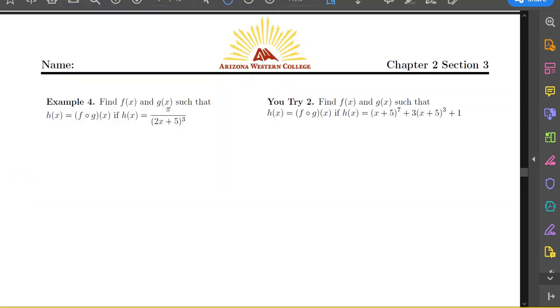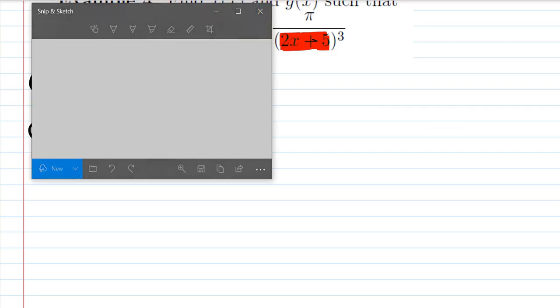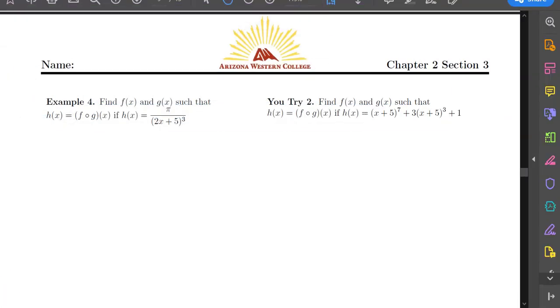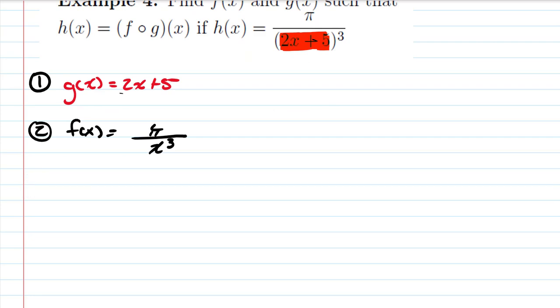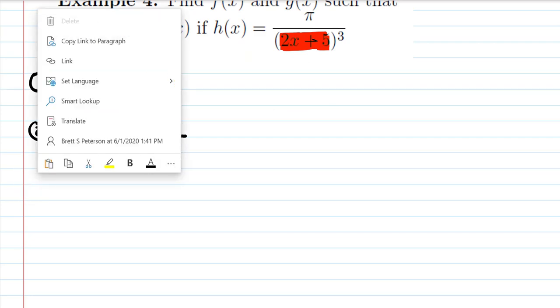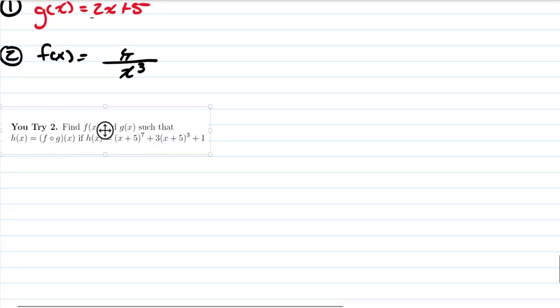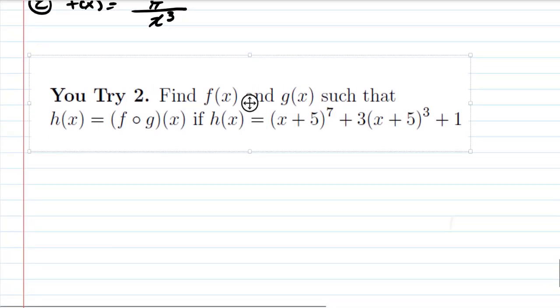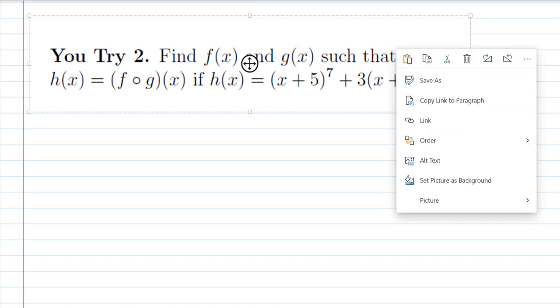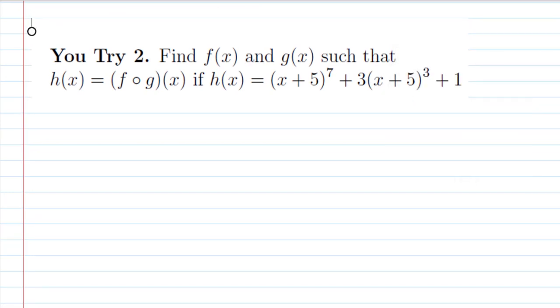All right, let's try the next one. Find f and g such that h equals f circle g of x if h of x equals x plus 5 to the 7th plus 3 times x plus 5 cubed plus 1. So once again, we need to look for something that's inside of something else. And we'll notice we have an x plus 5 on the inside and an x plus 5 on the inside.